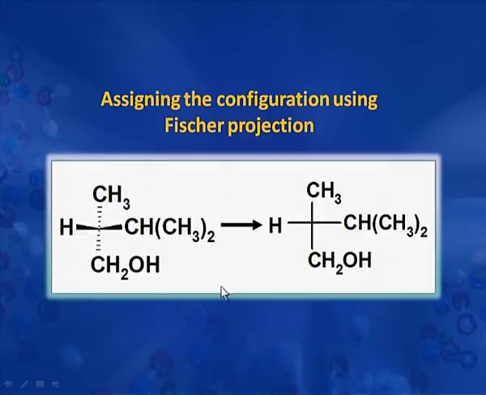In this case, if we write it in the Fischer projection, these are the 2 groups coming out of the plane. So they occupy this horizontal position. These are the 2 groups going behind. They occupy this position on the vertical line. And now next we assign priorities to these groups using the sequence rules. What we find is that all these 3 groups are attached through carbon. So the first atom is carbon. So priority cannot be decided on the basis of first atoms.